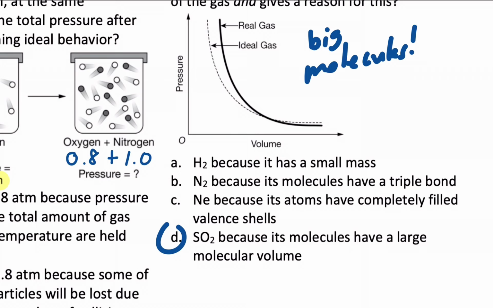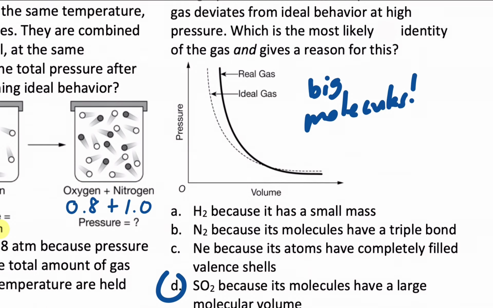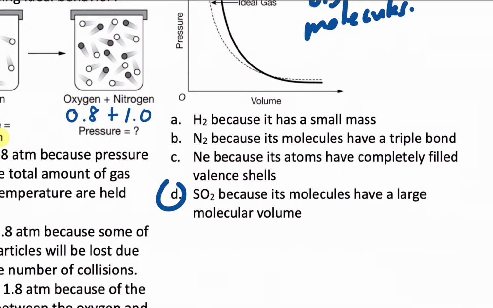I can look at the rest. The small mass of hydrogen would actually make it behave kind of ideally. The triple bond of nitrogen has nothing to do with its ideal behavior. Likewise, the filled valence shells of neon don't affect its ideal behavior either. It's just the types of intermolecular forces and how big the molecule actually is.